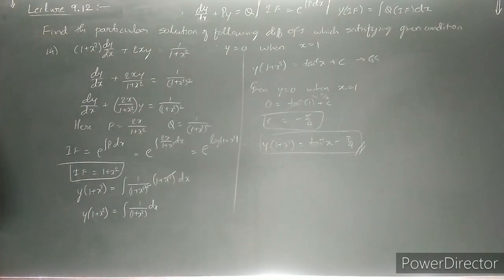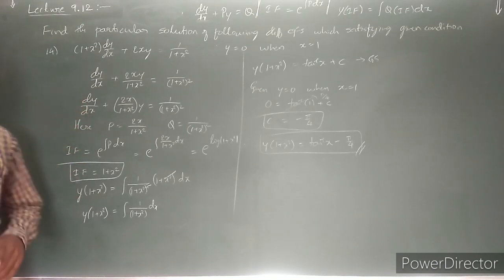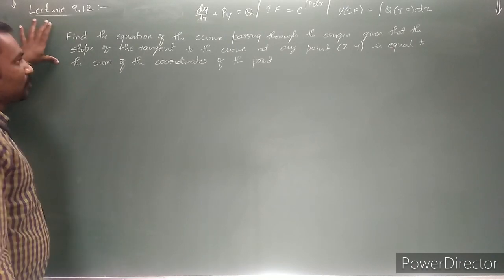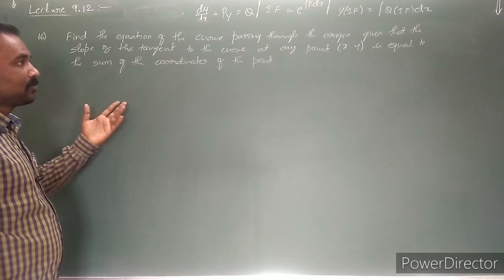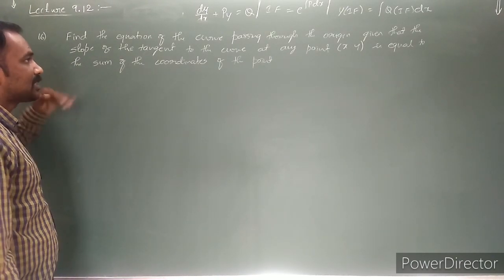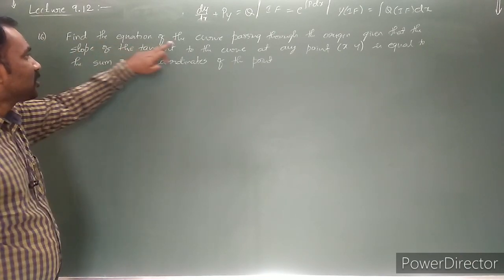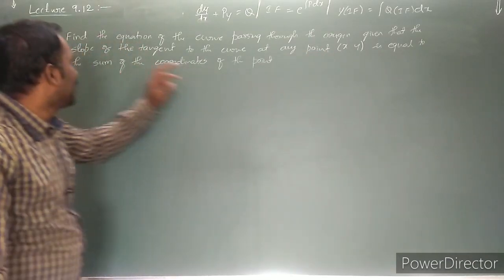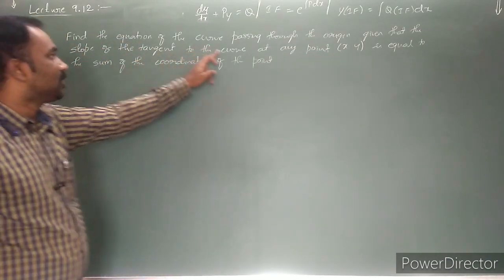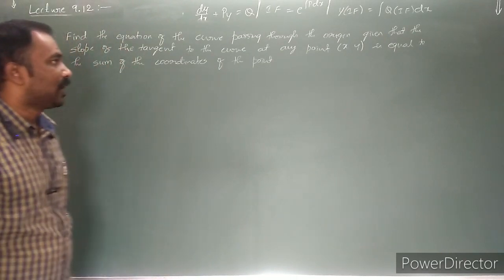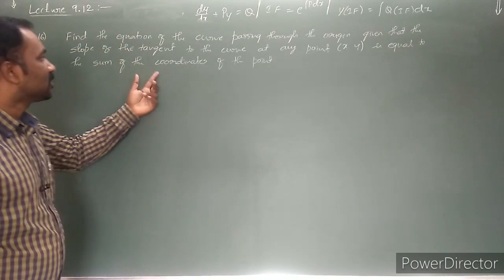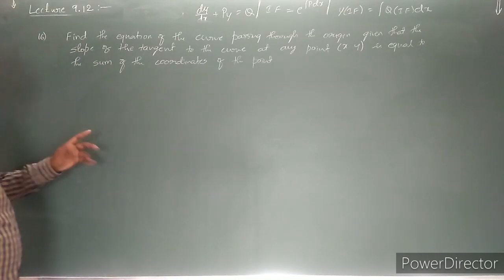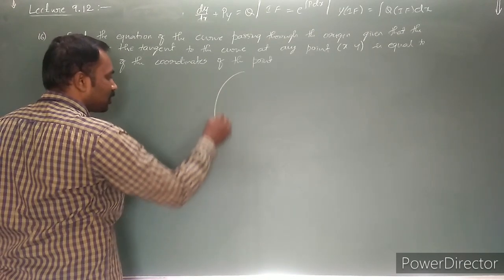To take the next problem, I have given a word problem, so better to take the question. Yes, 16th problem. Here a word problem is given. We have seen this type of problem several times. Find the equation of the curve passing through the origin, given that the slope of the tangent to the curve at any point x, y is equal to the sum of the coordinates of the point. Okay, so find the equation of the curve.